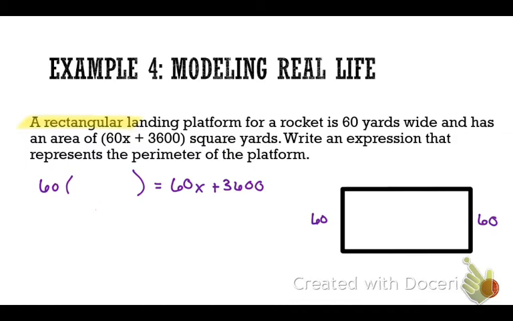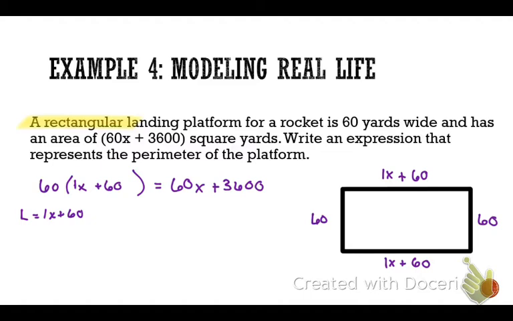Okay? So let's do my division in reverse. What's 60x divided by 60? 1x. What's 3600 divided by 60? 60. Take one of the zeros off. So my length is 1x plus 60. I'm going to draw that in to my visual model. 1x plus 60. Now I'm ready to answer the question.